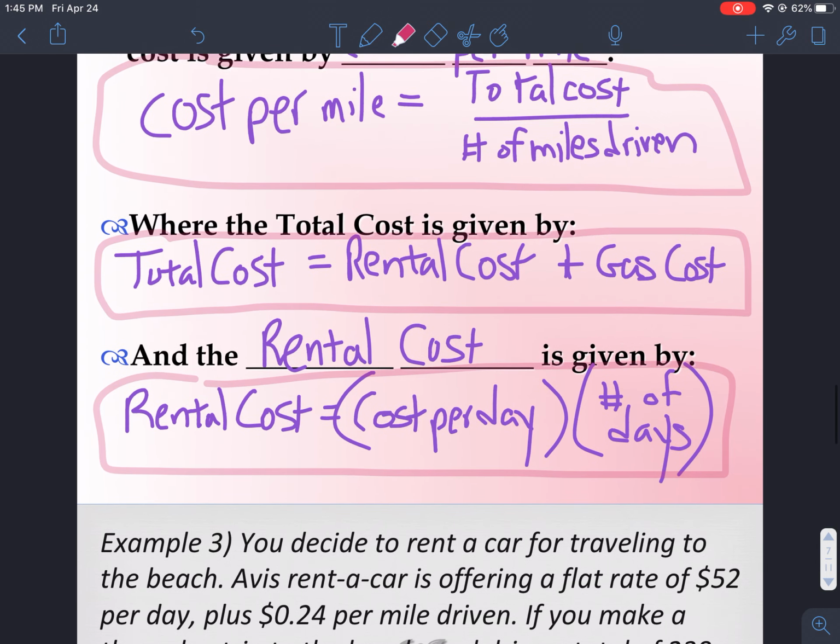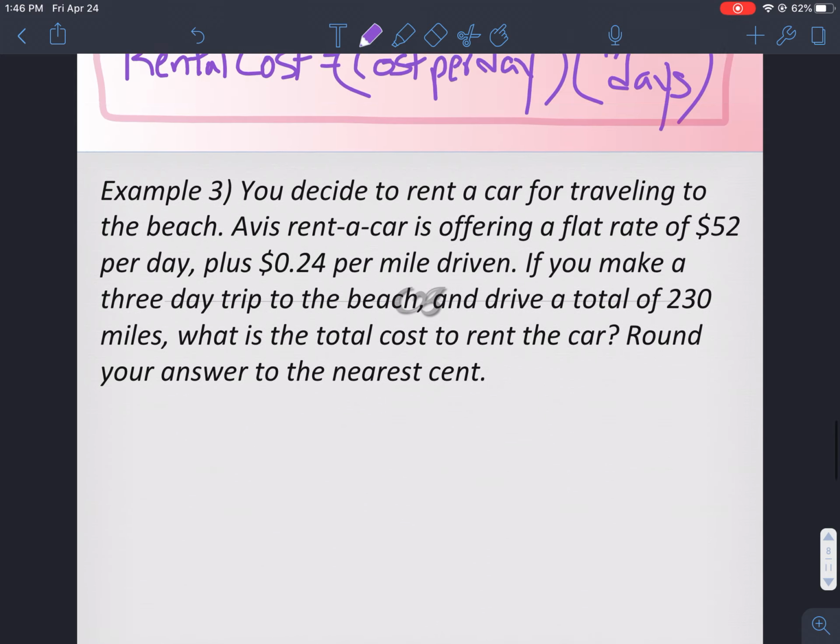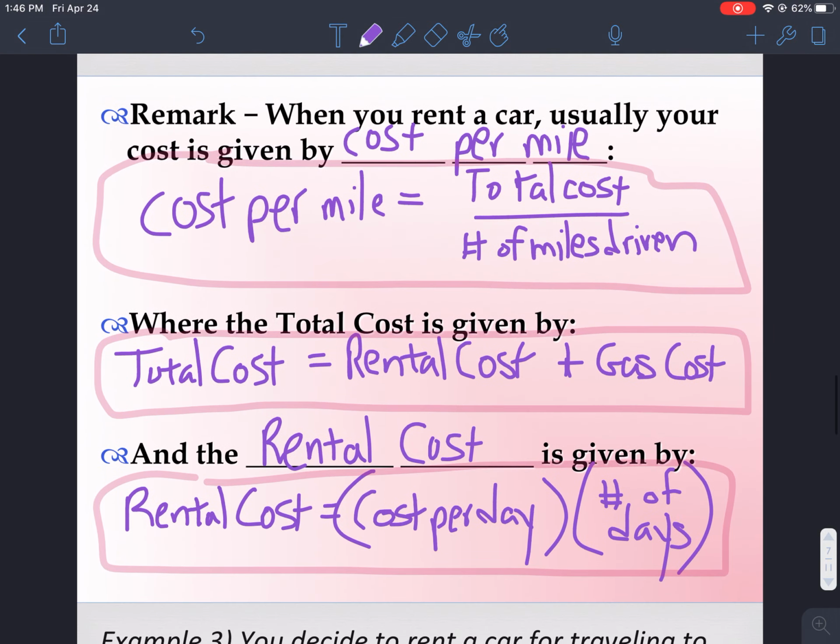Let's go right to the example. You decide to rent a car for traveling to the beach. Avis is offering a flat rate of $52 per day plus 24 cents per mile driven. If you make a 3-day trip and drive a total of 230 miles, what is the total cost to rent the car? Round your answer to the nearest cent. We're going to use some combination of these formulas above.